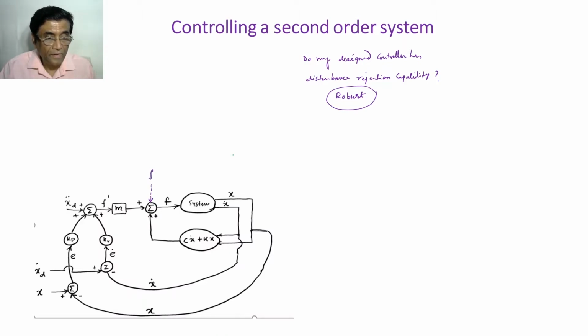F disturbance. So it is FD, DIST, to demarcate it from desired. So this is not desired, this is disturbance force.